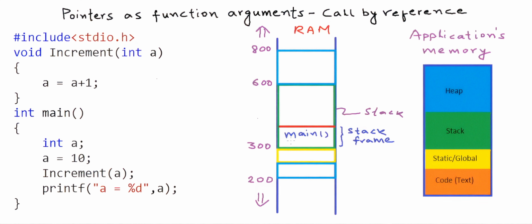Now we have a variable a. Memory is allocated for a from this stack frame and the value of a is 10. Now the main method calls increment function. What happens when main method calls increment is that the machine says that, hey, I will stop your execution for some time.